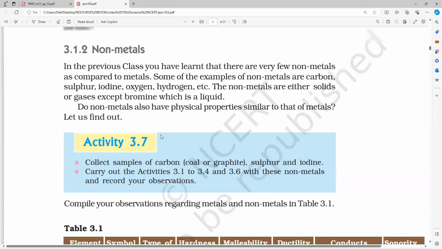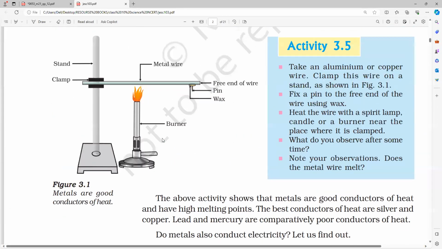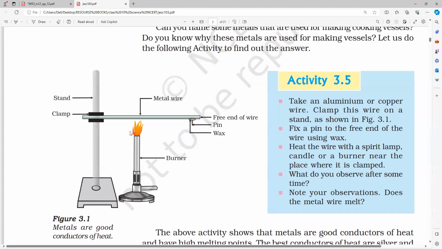And one more thing, on the day Mr. Harris asked this question, please write it. This experiment figure itself, everybody. This is third chapter, figure number 1. This experiment is for two purposes.